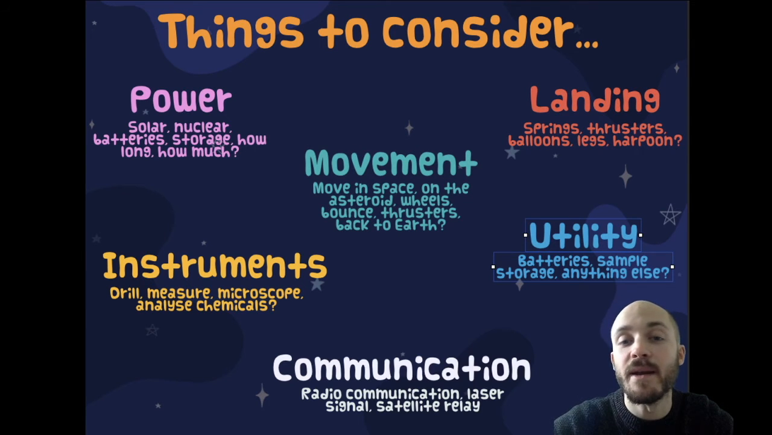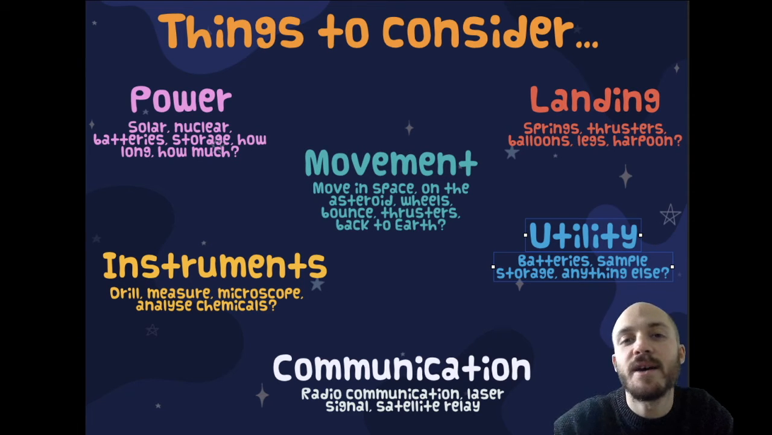Another one is movement. Do you want to move around the surface of the comet or asteroid? Do we need to make small movements when we're going through space and we're getting close to landing on the surface of the asteroid or comet? Maybe some small thrusters. The other thing is landing. How are we going to have a nice, safe, cushioned landing to make sure that nothing gets damaged?